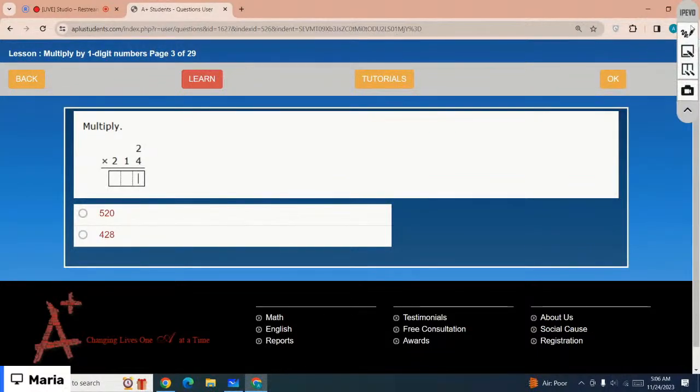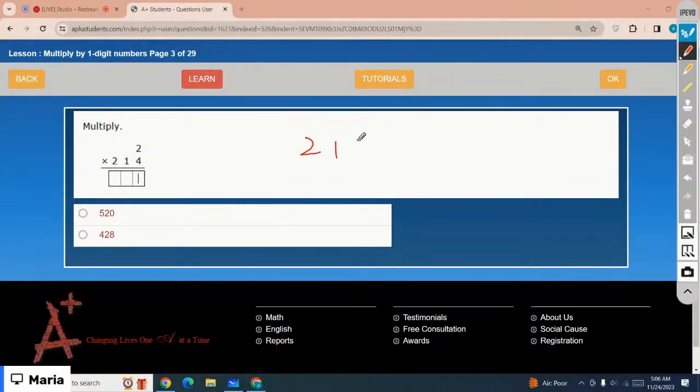You can write it like this: 214 times 2. Okay, start multiplying. 2 times 4 is 8. Now multiply 2 times 1. 2 times 1 is 2. Then 2 times 2 is 4. So the correct option is 428.